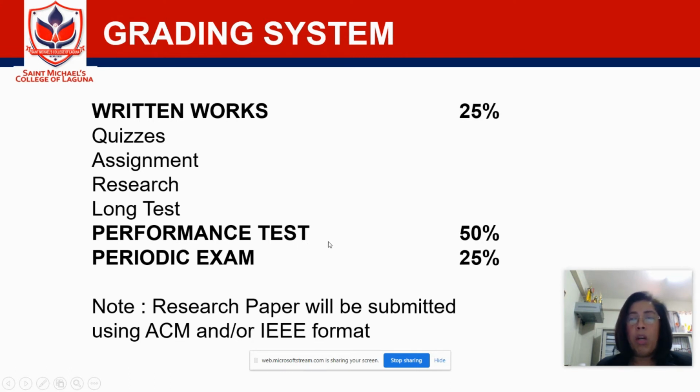We have also the performance test of 50%. This is our laboratory works. So we have a total of 8 laboratory works for the entire semester. And we have our periodic exam, which is 25%, with a total of 100%.